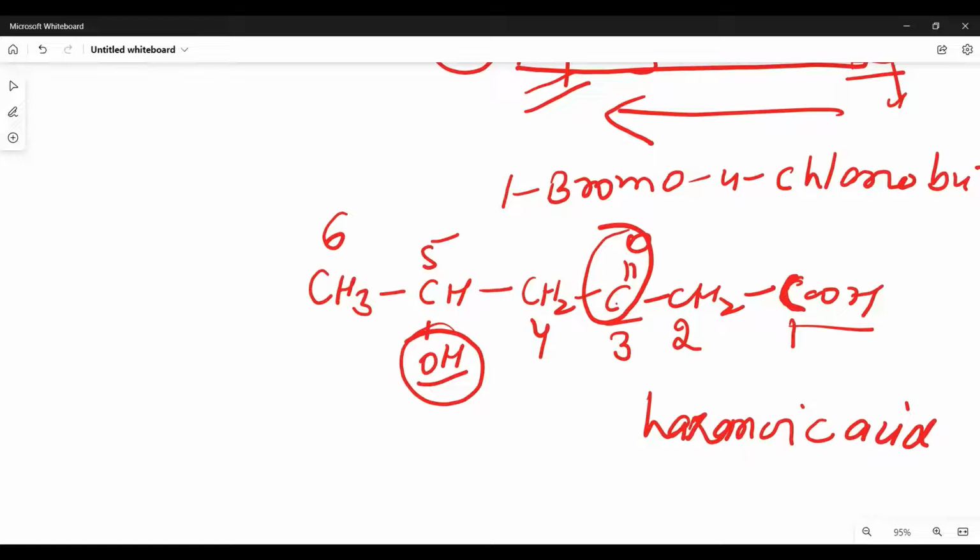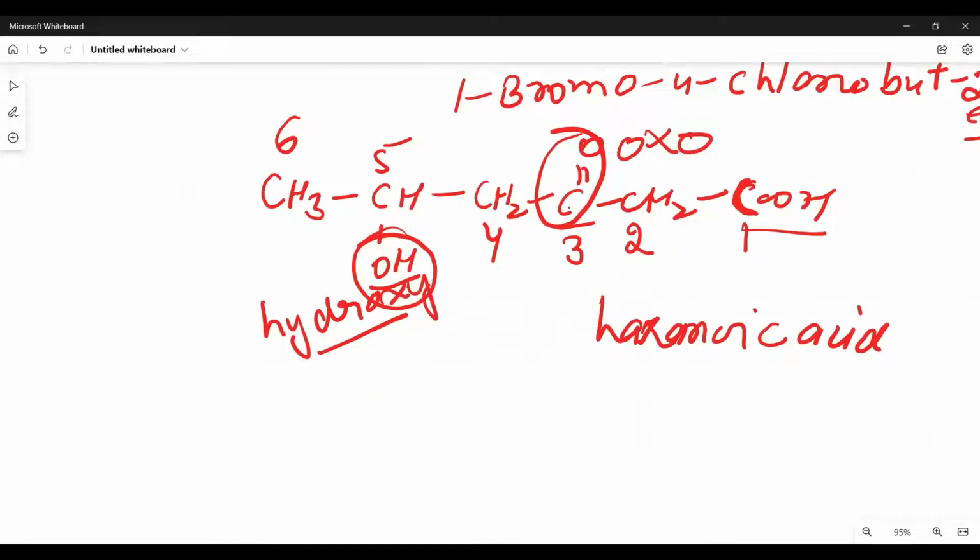In the third position, there will be an oxo group. The OH group is present at the 5th position and it is hydroxy. Alphabetically, hydroxy comes before oxo. So the nomenclature will become 5-hydroxy. You can write this in your copies also. It is 5-hydroxy-3-oxo, and then in continuation, hexanoic acid. So in that manner, we can do the nomenclature of multifunctional groups. We can do the nomenclature of multifunctional groups in the same way.